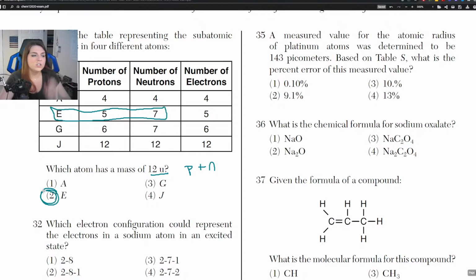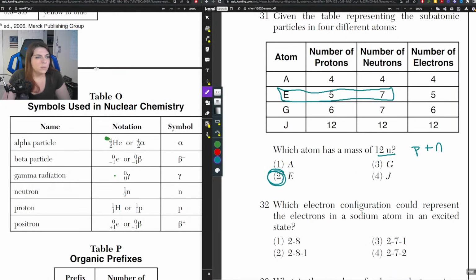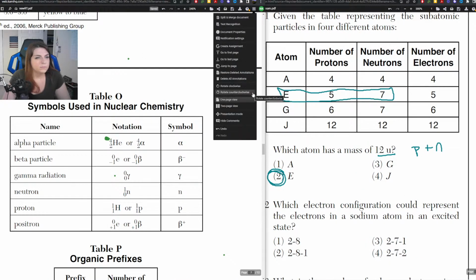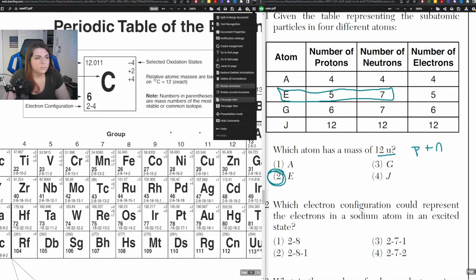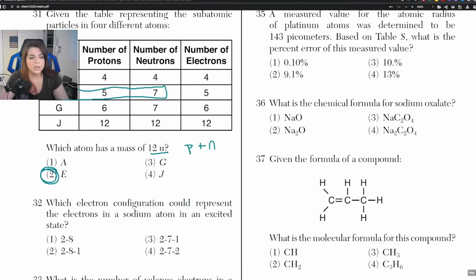32. Which electron configuration could represent electrons in an atom of sodium in an excited state? We're going to check out sodium on the periodic table. Sodium is over here, number 11. Its configuration is 2-8-1. That is the ground state configuration. The periodic table only gives ground state configuration, so 2-8-1 is the wrong answer because it's ground state and we need excited. Ground state is when all the electrons are where they're supposed to be, and excited is when you've added a little bit of energy and the electrons jump up.